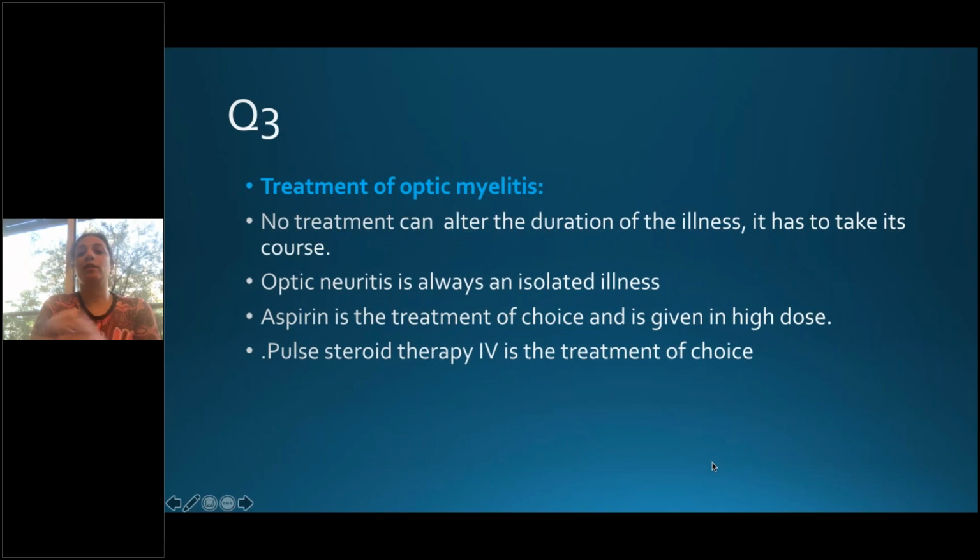Last question: treatment of optic neuritis. Oh, sorry, that's wrong. Optic neuritis. No treatment can alter the duration of illness, and it's always an isolated illness. Aspirin is a treatment of choice. It's given in high doses. Pulse steroid therapy is a treatment of choice.